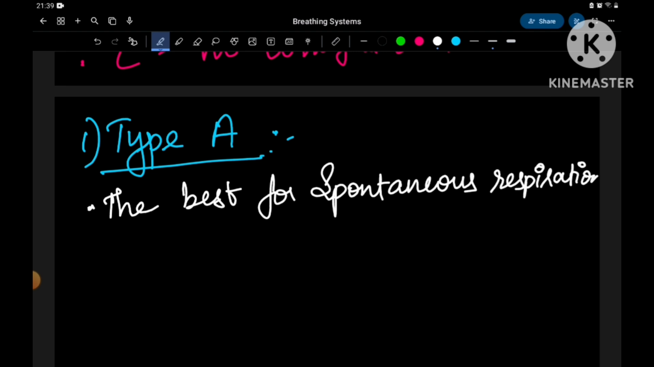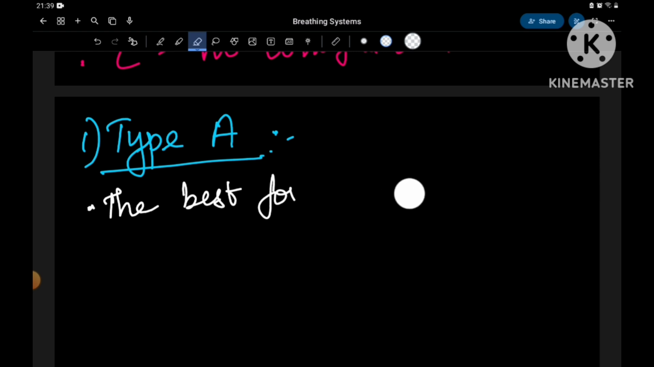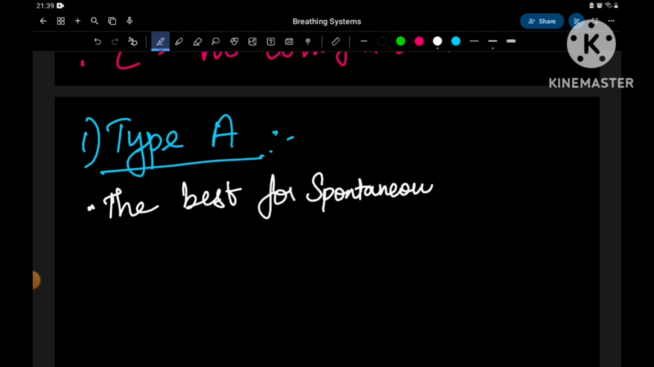Oh, might be. Just a second. Write it a little bit. Or can cut it. Spontaneous respiration. It's getting cut there at the end. So I'm just.